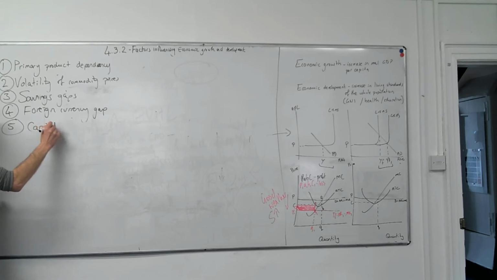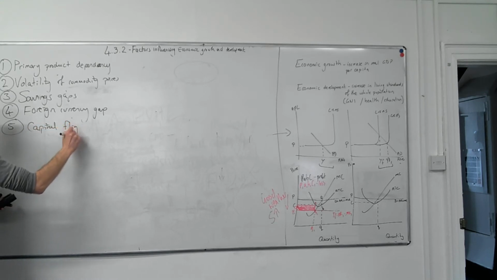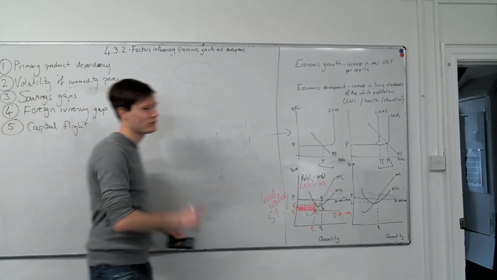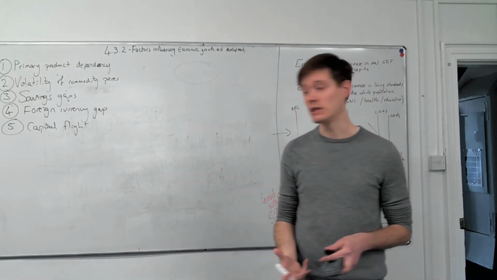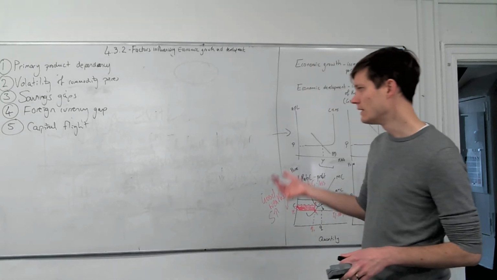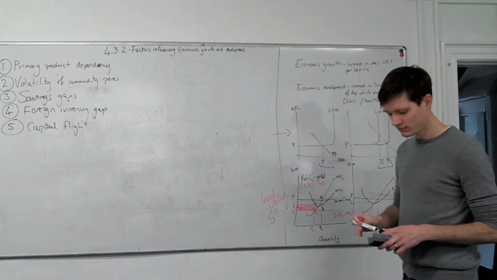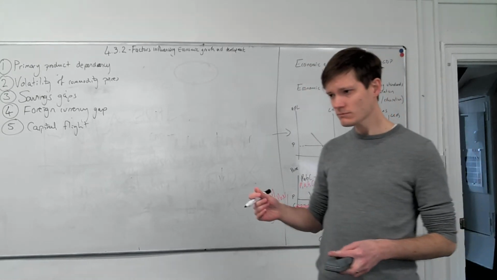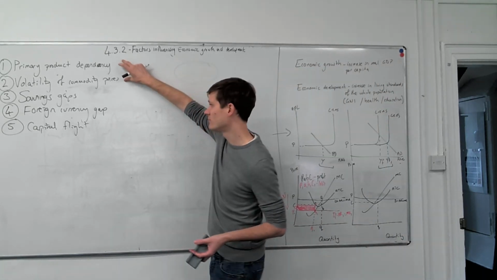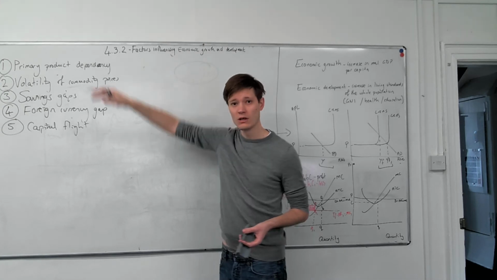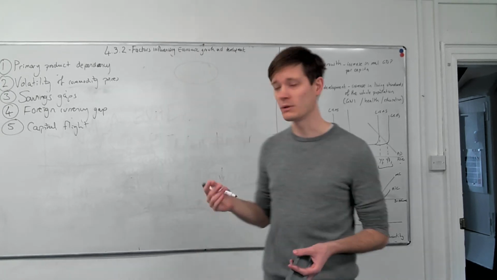You could also have something called capital flight. Here, please be careful with this. That's not capital as in machines. This is capital as in money. So we're just confusing our terms a bit here. If you have capital flight, that's probably due to some very high levels of inequality. You're likely, because of your primary product dependency and volatility of commodity prices, to have an unstable macroeconomic environment.